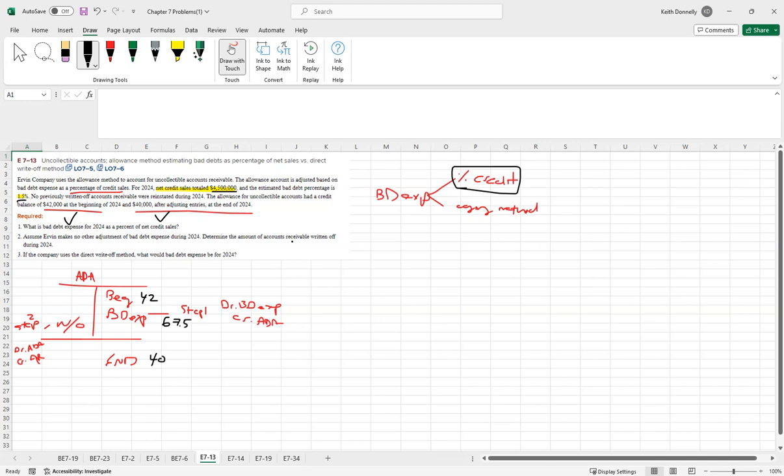Determine the amount of accounts receivable written off. So what we can now do is, that becomes our X. 42 plus 67.5 minus X gives you 40. Simple algebra. When you run the numbers on that, you reverse it and solve for X, you're going to land at write-offs of 69.5. That's going to be the X, 69.5.